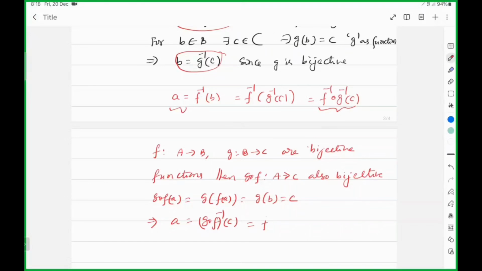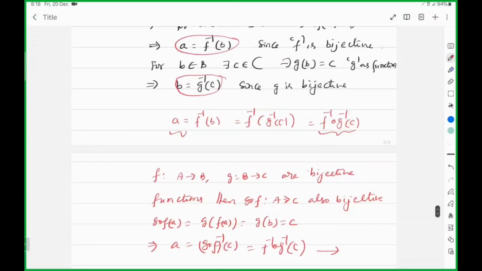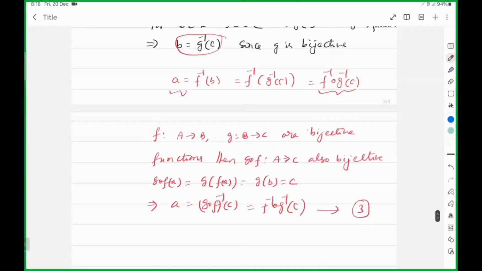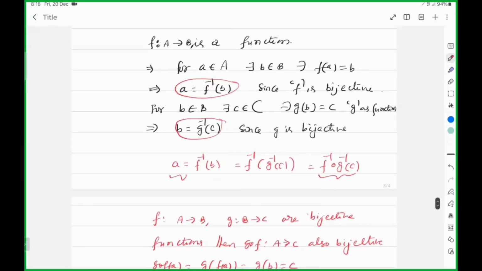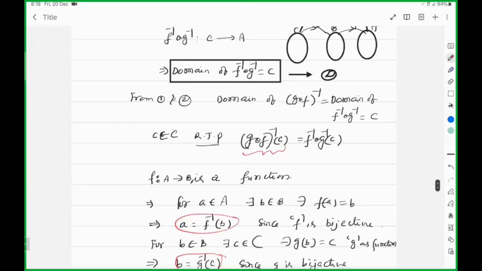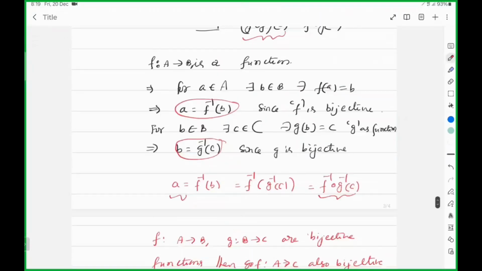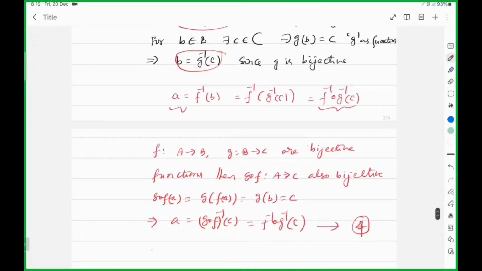F inverse circle G inverse of c. Let us say this is 3, and this is 4. From 3 and 4 I can say domains are equal, ranges are equal, which implies functions are equal.